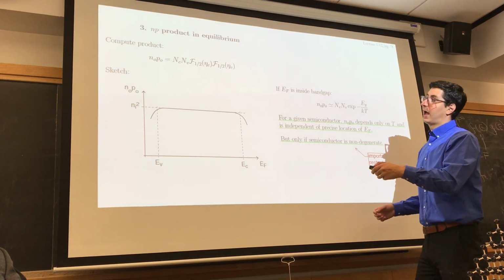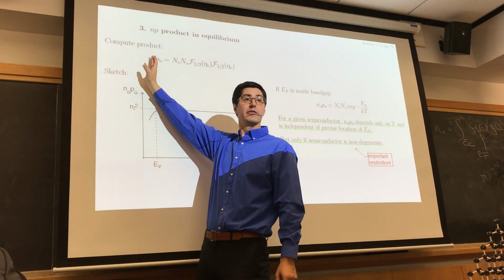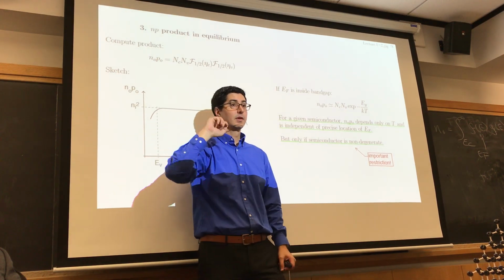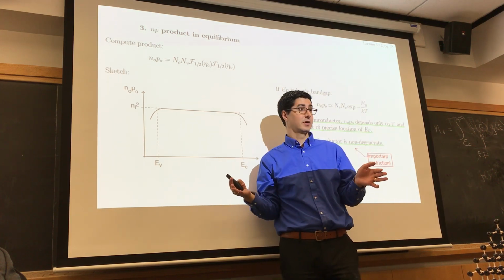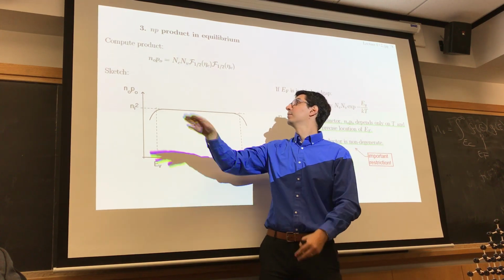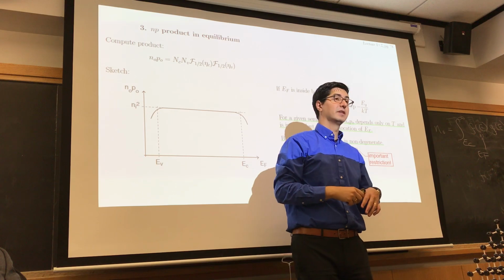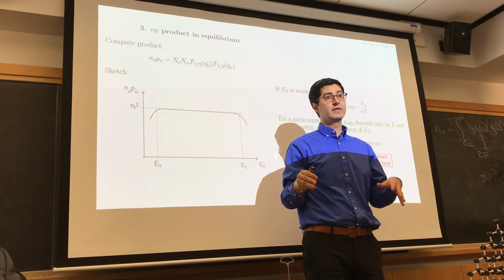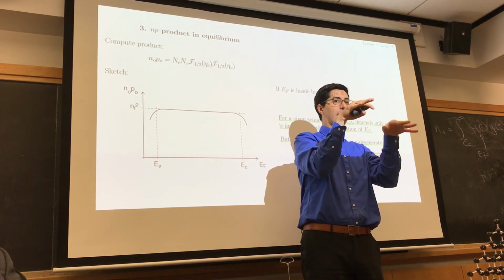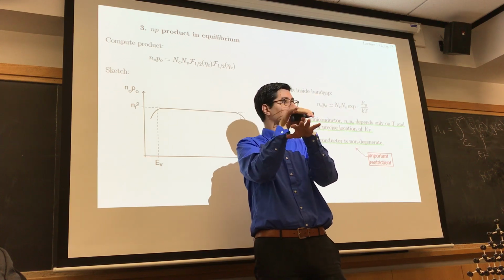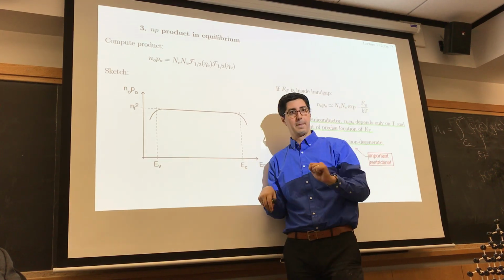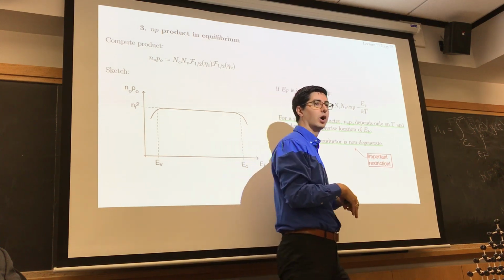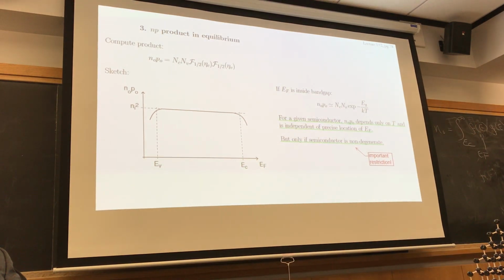Okay, and I have expressions for N naught. I have an equation for P naught. My expression for N naught depends on the exponential of EC minus EF. My expression for P naught depends on the exponential of EV minus EF. If I multiply them together, the EF dependencies are actually going to cancel in the exponential, and I'm going to get something that depends on EC minus EV. EC minus EV is what? That's the band gap.